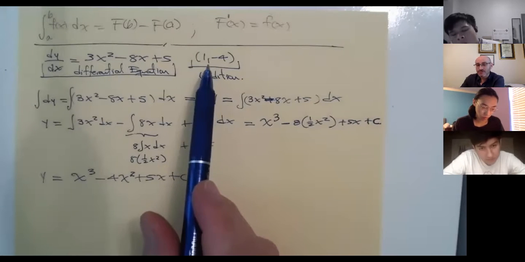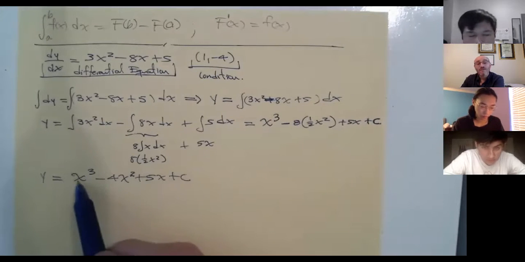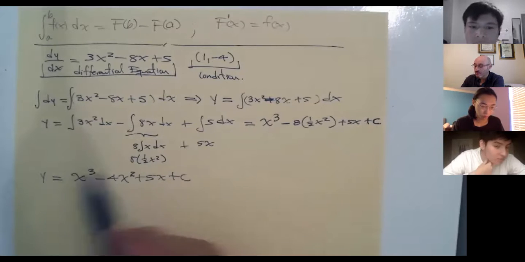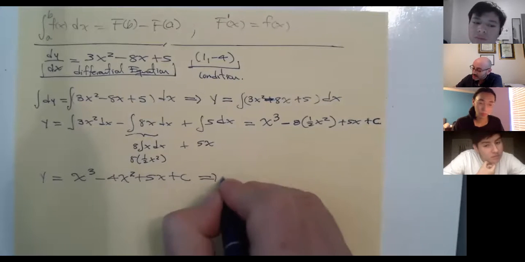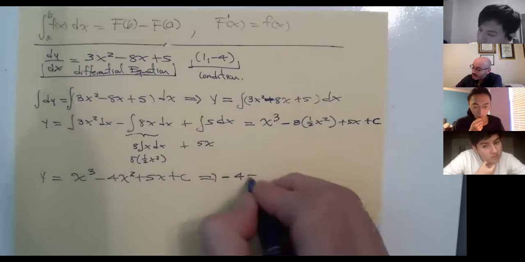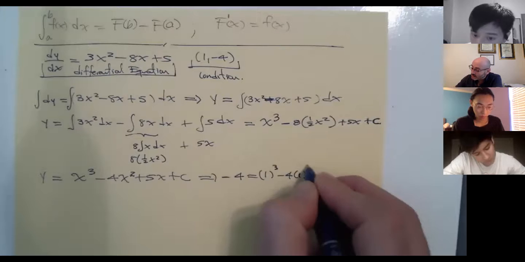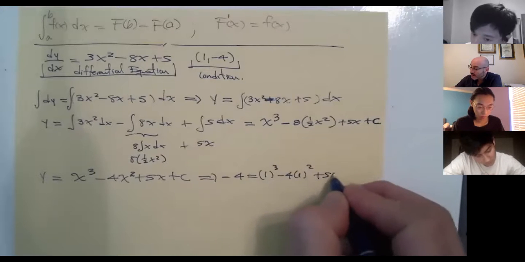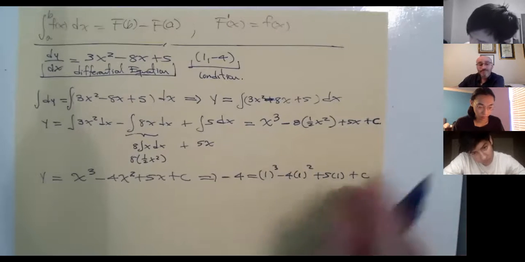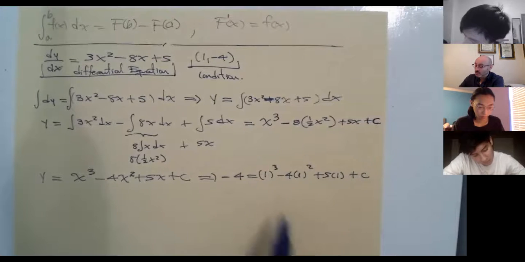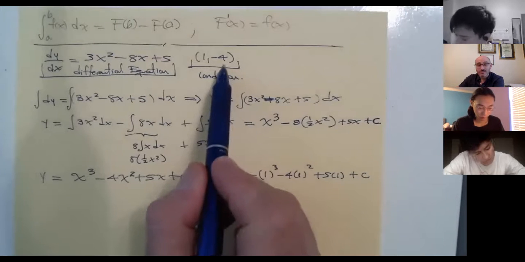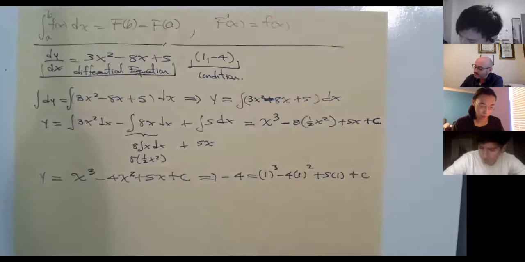Now we're going to use the condition. So what does the condition say? That when I plug in 1 for x, I should get negative 4. So from here, I'm going to say negative 4 is equal to 1 cubed minus 4 times 1 squared plus 5 times 1 plus c. And from there, I'm going to solve for c. This is because I'm using the condition, all right? The point that was given to me.